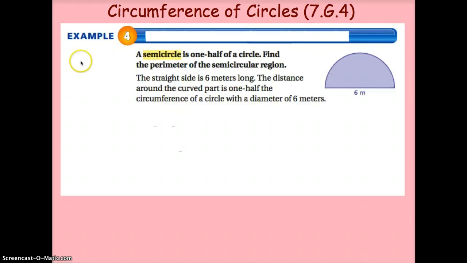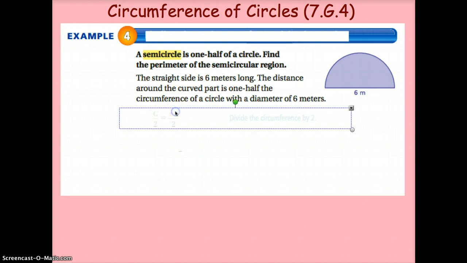Final teacher example 4. A semicircle is 1/2 of a circle. Find the perimeter of the semicircular region. Okay. Now, if we take a look here, we've got our half of a circle. So, if we were finding the perimeter or the circumference of an entire circle, we'd use our formula. But notice we're finding the circumference of just this portion right here. So, the straight side is 6 meters long. The distance around the curved part is 1/2 the circumference of a circle with a diameter of 6 meters.